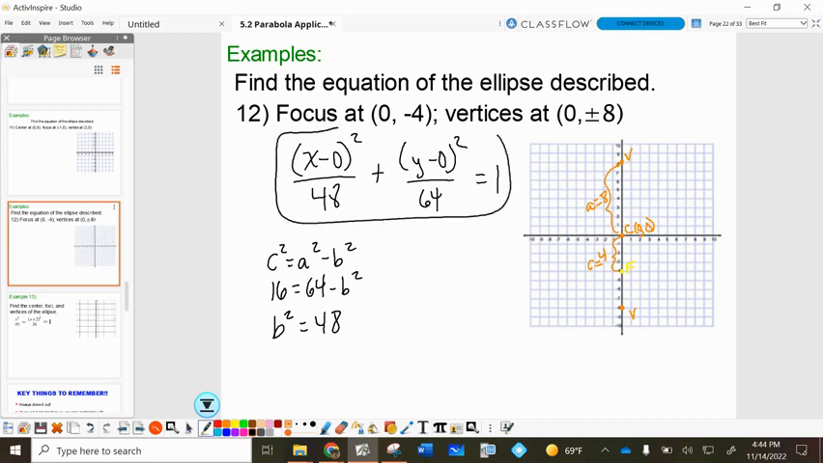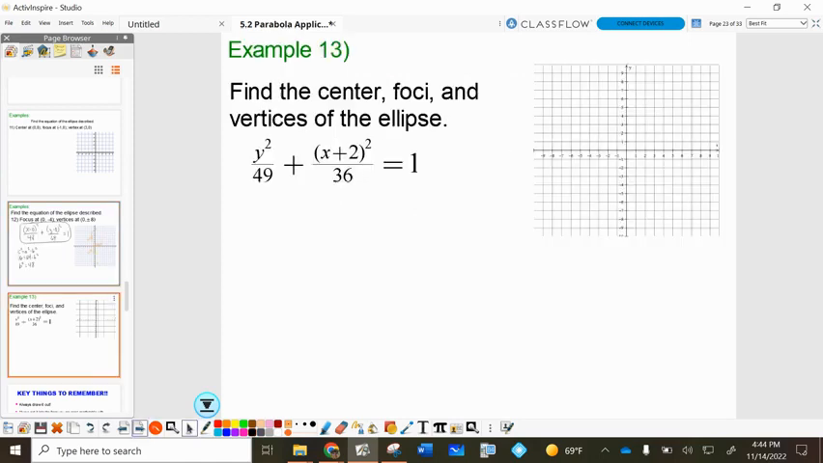Find the equation. Again, the graph, drawing it out, is just to help us. We're not fully graphing the ellipse unless they ask us to. Okay, last one. Find the center, focus, and vertices of the ellipse. This time we have the equation, and on that last one, you could have written it without the zeros in there, with just the y squared. I thought about it seeing this one.